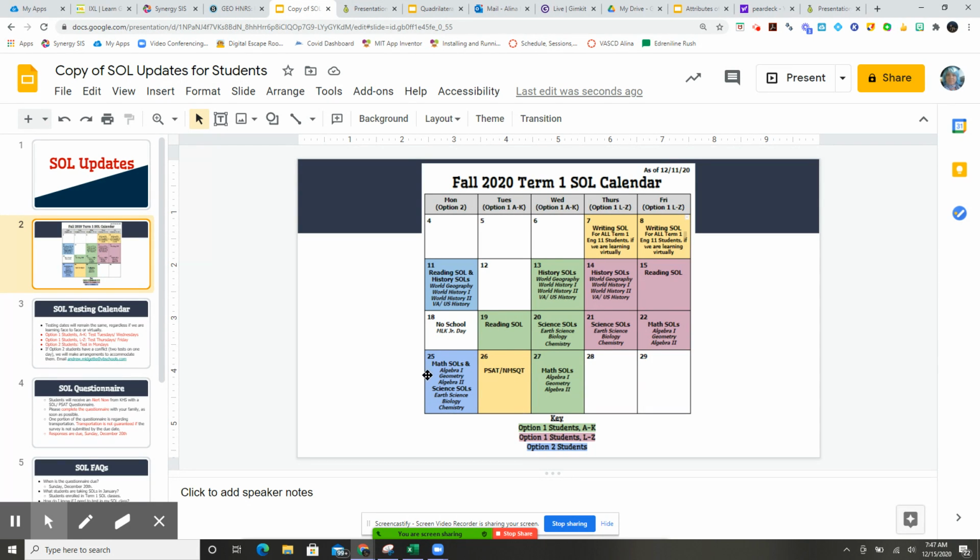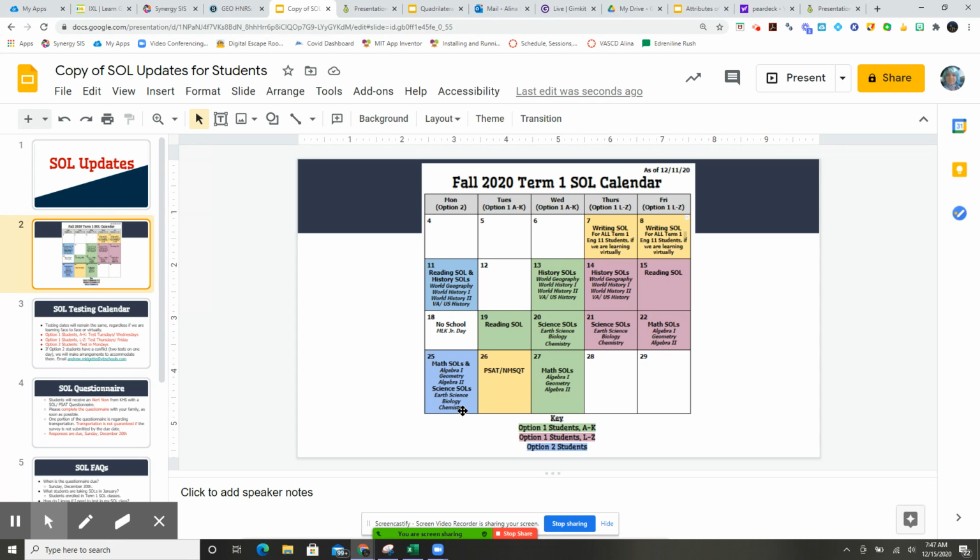If you are an option 2 student and you've never come to school this year, your SOL for geometry, if you're a 9th grader, is on the 25th. That's also the day for the science SOL. So if you have geometry and you have one of these sciences, stand by because I need to give you some more information, okay?